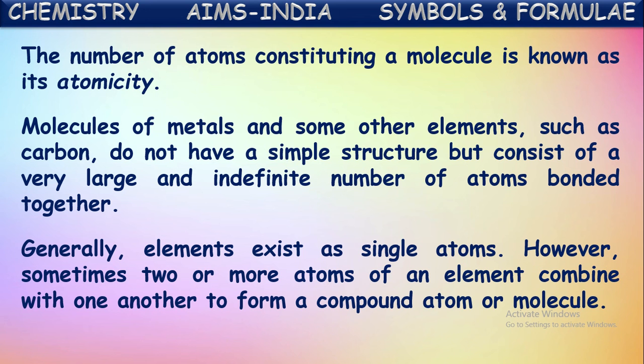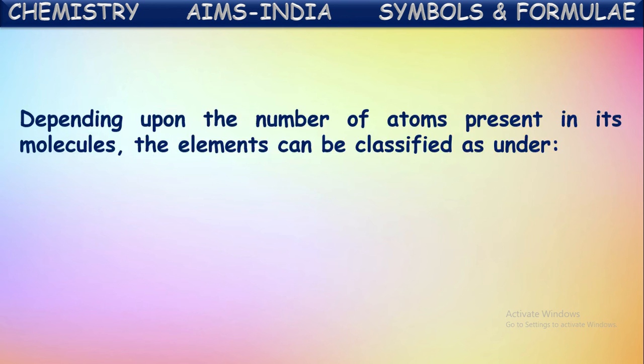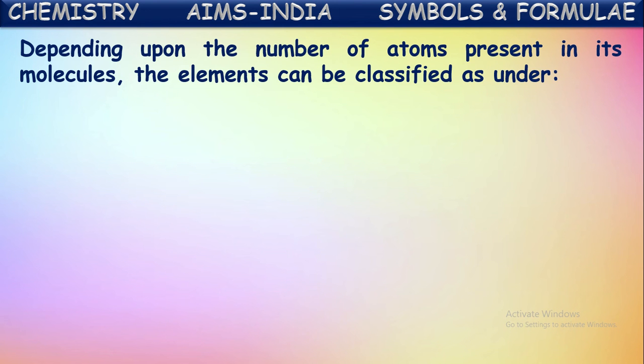However, sometimes two or more atoms of an element combine with one another to form a compound atom, which is also called a molecule. Based upon this, depending upon the number of atoms present in its molecule, the elements can be classified into different types. That means, based upon the atomicity, elements can be classified into different types. What does it mean by atomicity? The number of atoms present in one molecule of an element is called atomicity. Let us see those here.